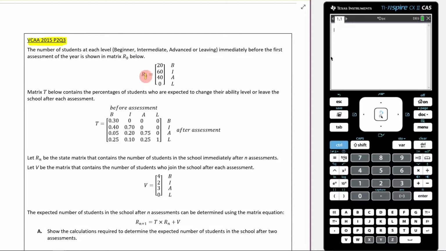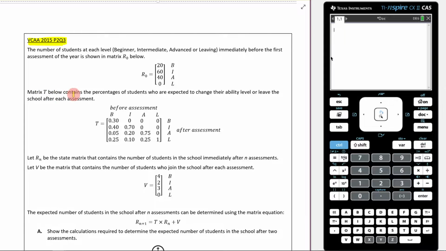So we've got a whole bunch of students and they're ranked according to their ability before the first assessment. And as you can see, we've got 20 kids who are beginners, 60 at intermediate, 40 who are advanced, and of course, at the very beginning, no one has left yet, so 0 are leaving.